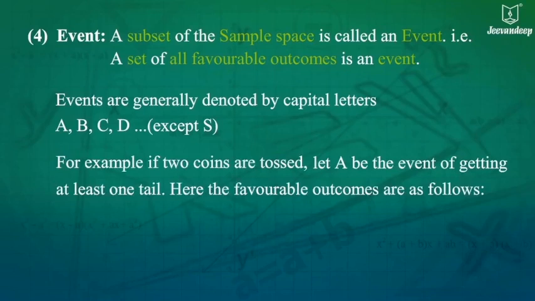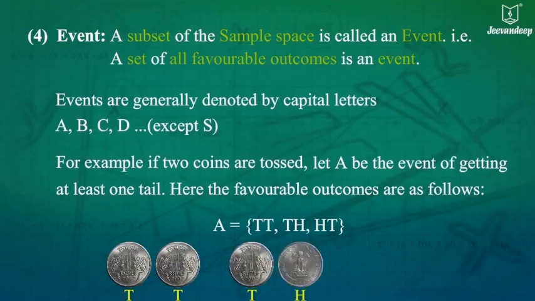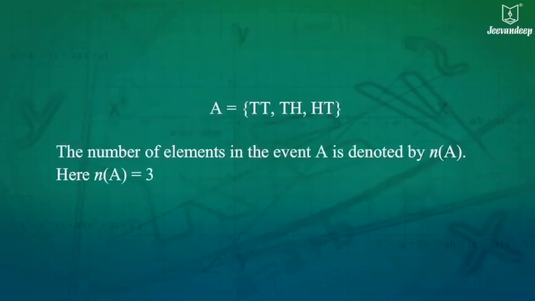For example, if 2 coins are tossed, let A be the event of getting at least 1 tail. Here, the favorable outcomes are as follows. Event A is the set of elements TT, TH and HT. The number of elements in the event A is denoted by n(A). Here, n(A) equals 3.